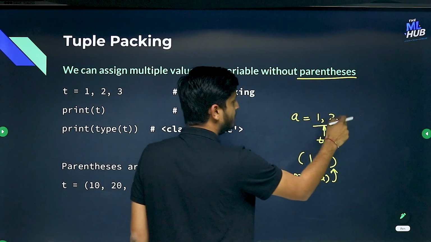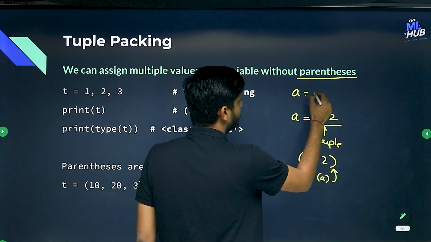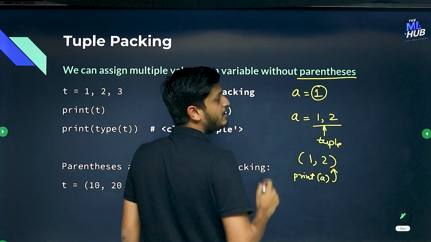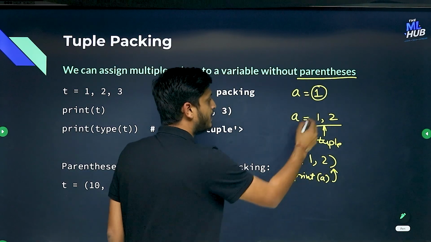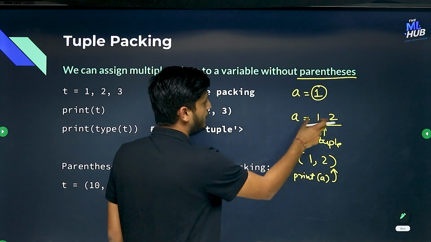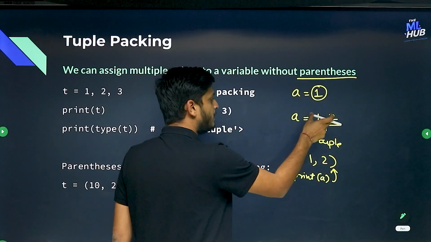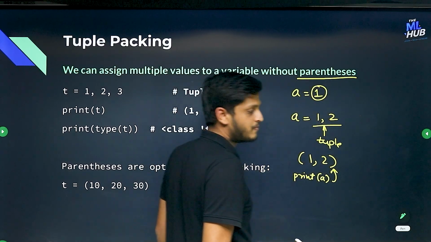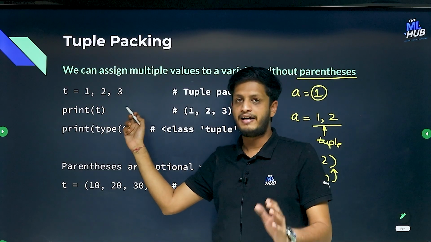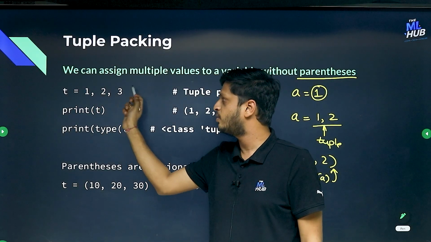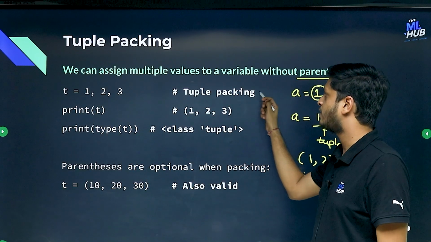So you can skip writing parentheses if you have more than one element, because if you have one element, this will not work. If you just write a is equal to 1, this will be the integer 1 assigned to a. But if you write a equal to 1, 2, then the tuple 1, 2 will be assigned to a. Automatically it will add brackets. Okay, so this is called tuple packing. You can skip writing parentheses and still the values will be packed in a tuple and stored in the variable. So if I write t is equal to 1, 2, 3, it is a valid way of creating a tuple. We don't need to write parentheses. Automatically a tuple will be created and assigned to the variable t. This is called tuple packing.